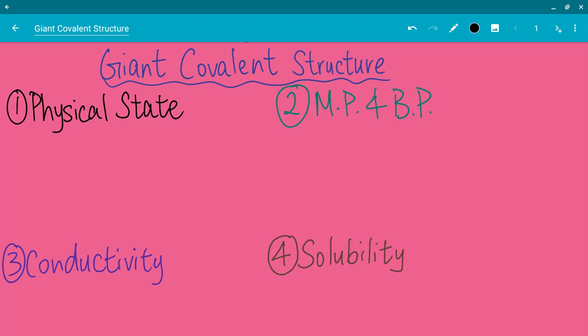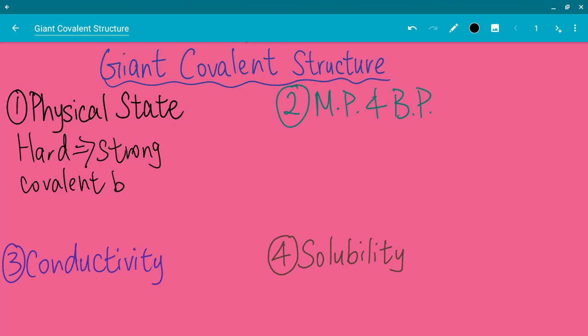In this video, we're going to talk about giant covalent structures, some examples, and we'll do a quick recap. Alright, let's do the recap first. In the previous video, we mentioned the properties of giant covalent compounds. For the physical state, we know that they are hard because of the presence of strong covalent bonds.